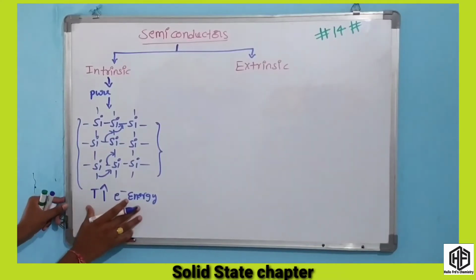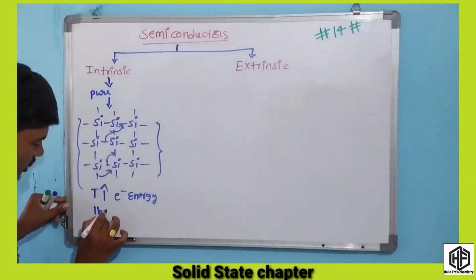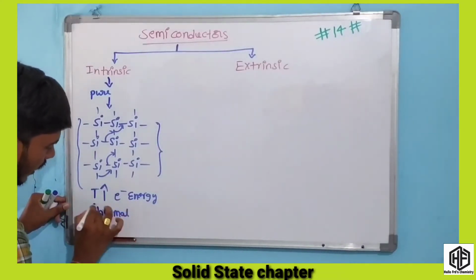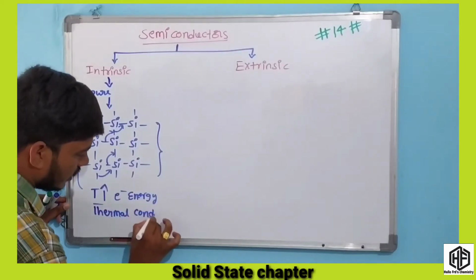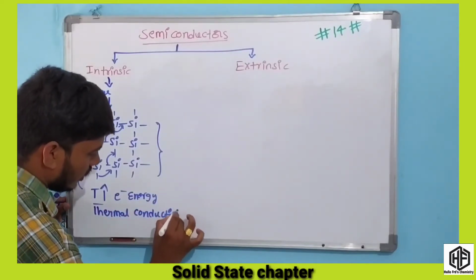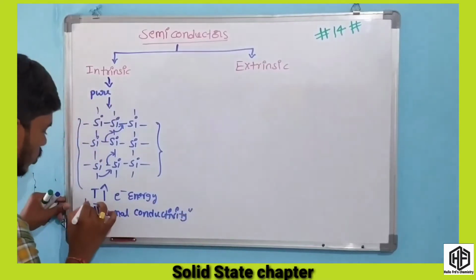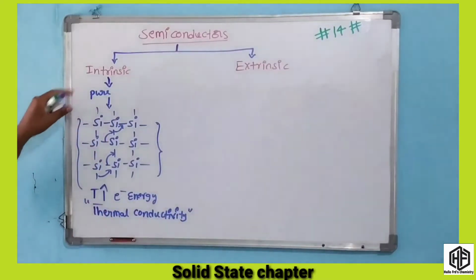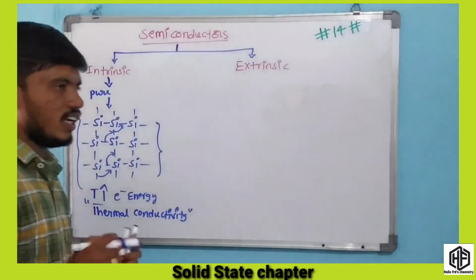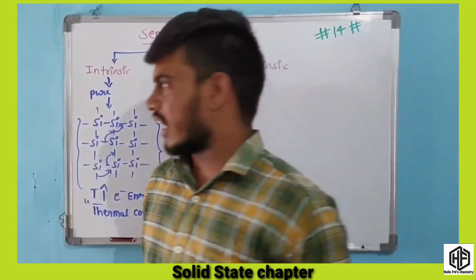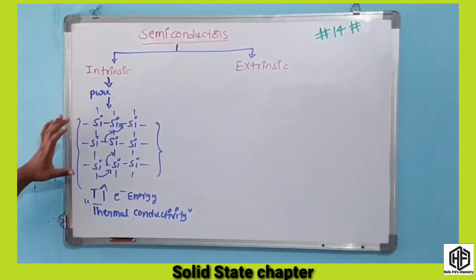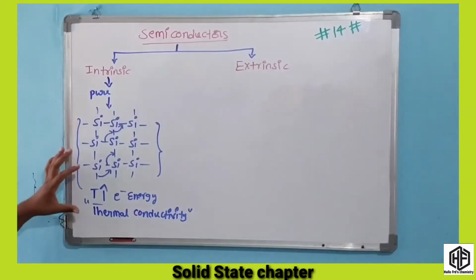Okay friends, this is also called thermal conductivity. It means when temperature increases, conductivity automatically increases. So this is also called thermal conductivity. This is the intrinsic semiconductor. Intrinsic semiconductor means pure semiconductor. It means no impurity is present in it. This is called an intrinsic semiconductor.